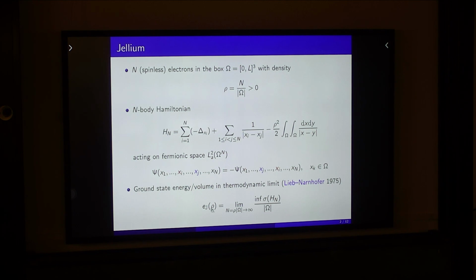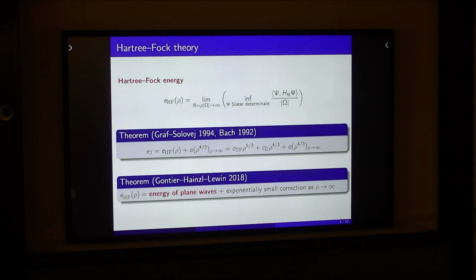So now the question is, what can you quantitatively say about the energy of this model, which is called jellium, depending on rho, in the limit of large density? So, here's the next slide.